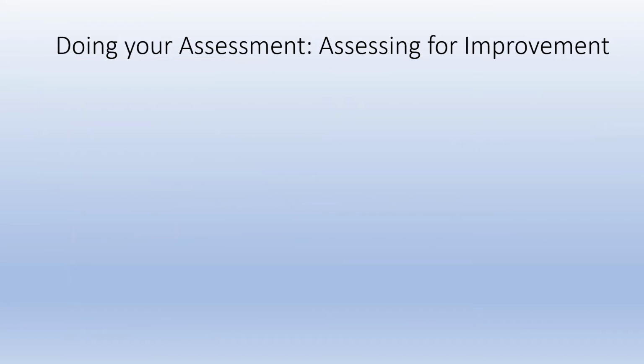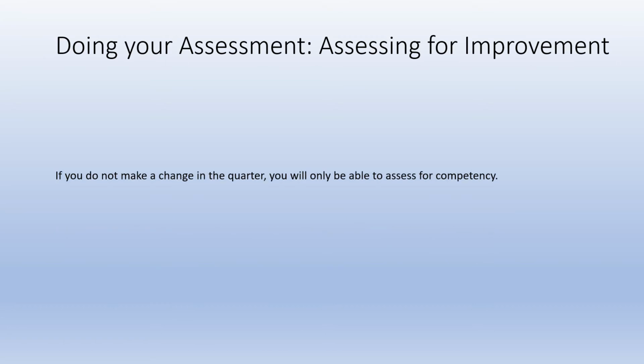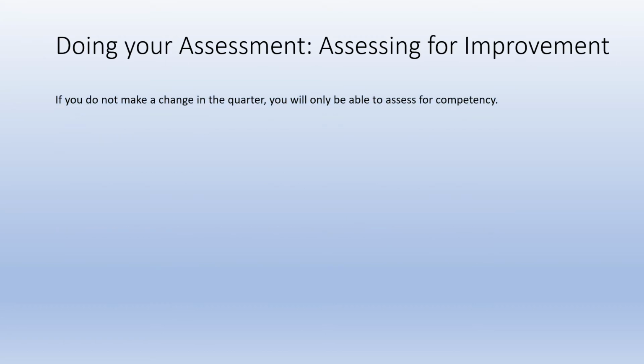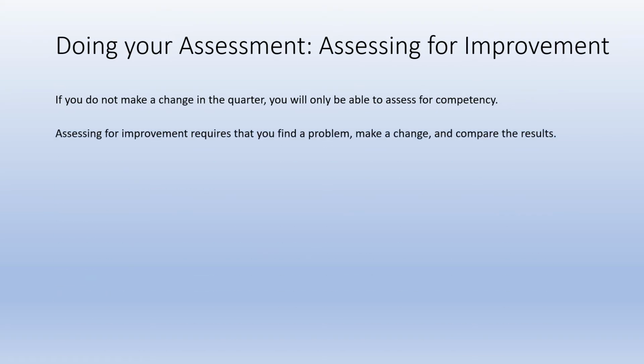Now, there is a reason why people tend to do assessing for competency instead of assessing for improvement, and that is that if you don't make a change in the quarter, you'll only be able to assess for competency. In order to assess for improvement, you have to find a problem, make a change, and compare the results while the quarter that you're teaching is going on. So, if you look back on something, all you can do is try to look at whether what you were doing was meeting the goals of the course.